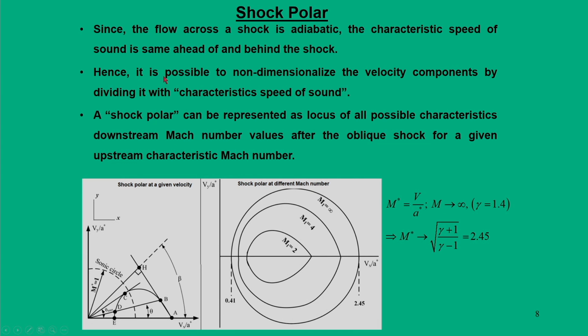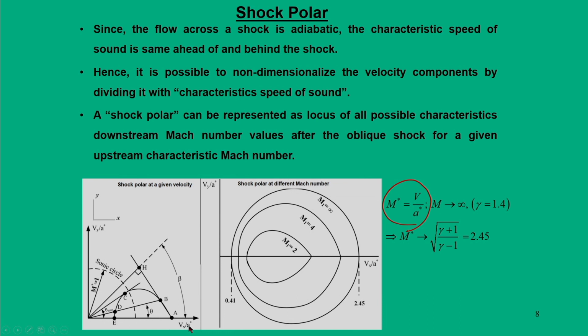To non-dimensionalize, we define what we call the characteristic Mach number, which we have covered in an earlier module. The significance of this characteristic Mach number is that the flow field before and after the oblique shock is mostly adiabatic, and in adiabatic situations the characteristic speed of sound does not change. So, since the flow field is adiabatic, the characteristic speed of sound is the same ahead and behind the shock wave. With respect to this characteristic speed of sound, it is possible to non-dimensionalize the velocity components by dividing by the characteristic speed of sound.